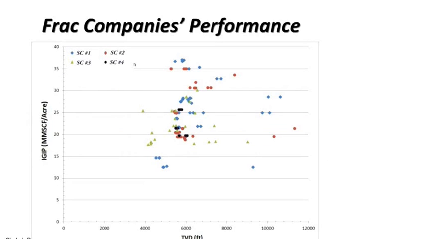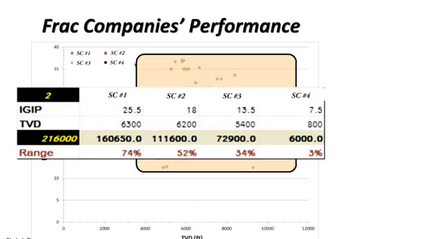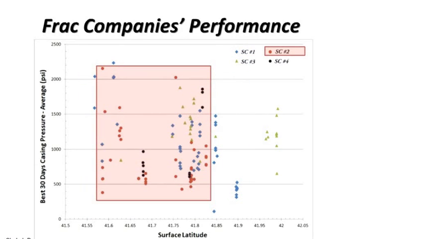And then the next item is initial gas in place and TVD. And when you do that, you will see service company 1, service company 2, service company 3, and service company 4. And if you put them all together versus what's available to them, you will see that the range at which each one used it is 74, 52, 34. And there is one last one, and that is surface latitude versus operational constraint, which is best 30 days casing pressure. And again, the ranges for each service company are identified here.